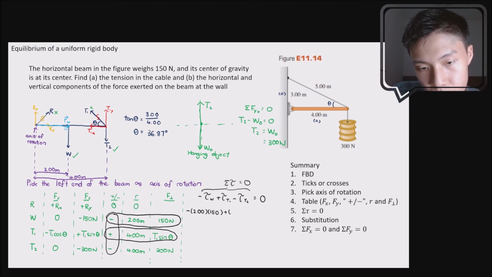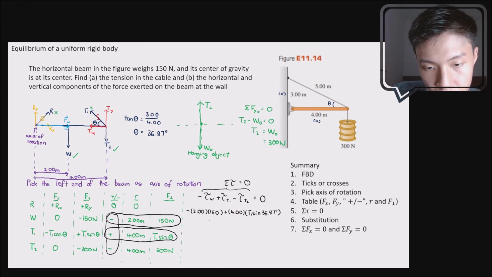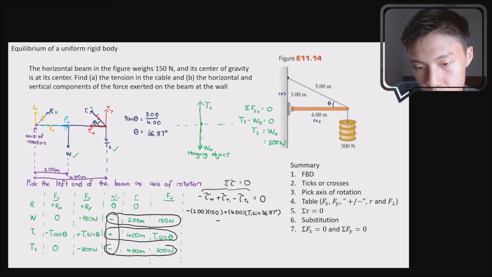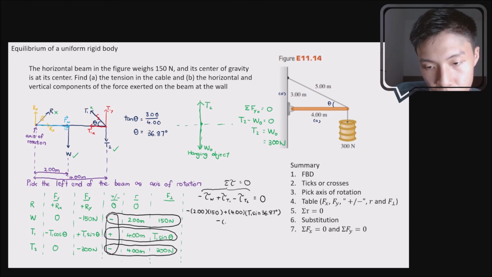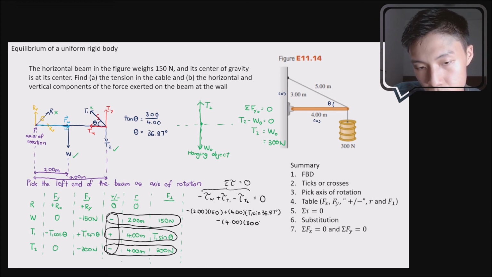So plus 4.00 tension 1. We don't know tension 1, we leave it as tension 1, but sine theta, the theta we know is 36.87 degrees. This is what we know from up here. Then next line, I'm going to continue below. The next line will be negative this whole thing over here, so negative 4.00 times 300 Newton, and all these things should be equal to 0.